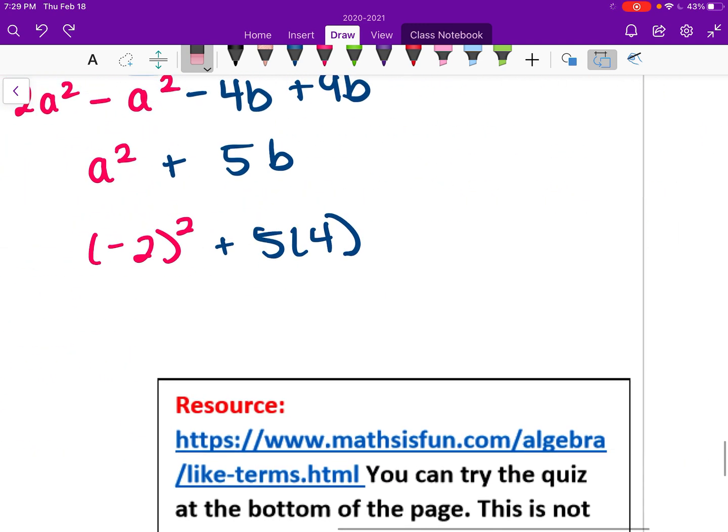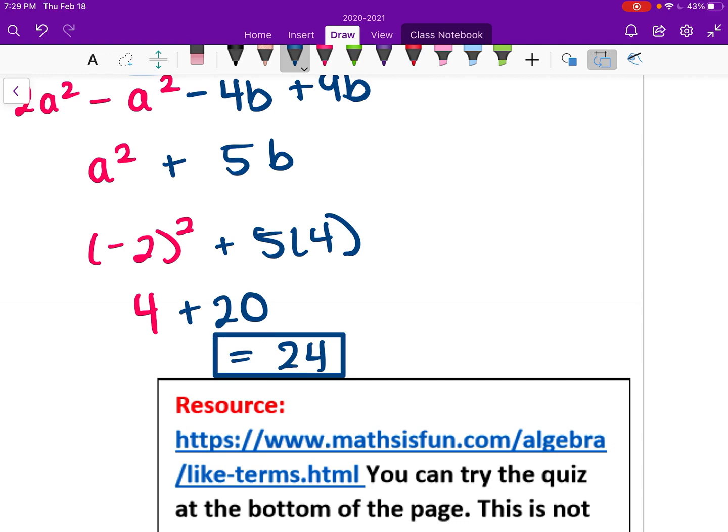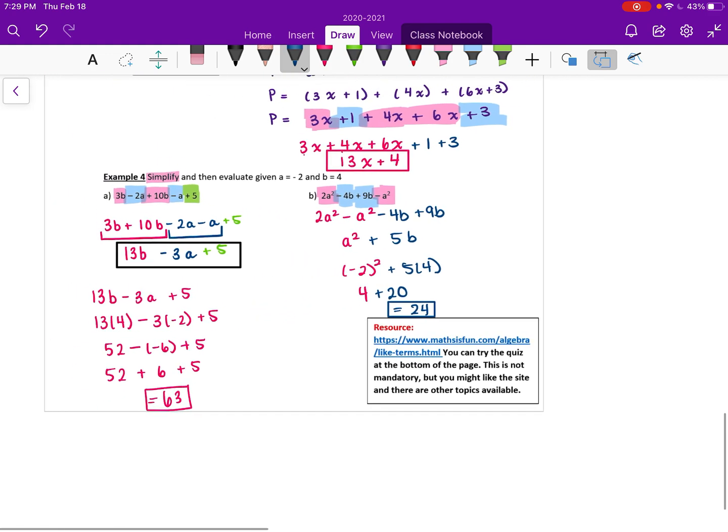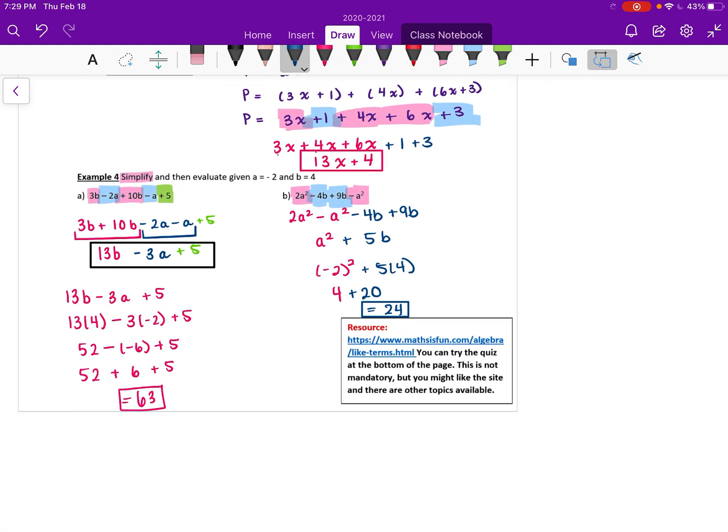So here I have a squared, which is going to be negative 2, because that's what a is. b is 4, so negative 2 squared is just going to be 4. 5 times 4 is going to be 20, so plus 20. 4 plus 20 is 24. Okay, and that's my answer. And that's how I would solve that.